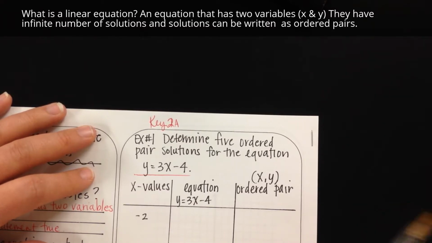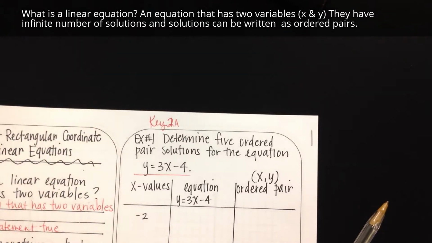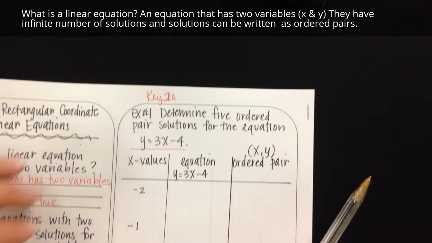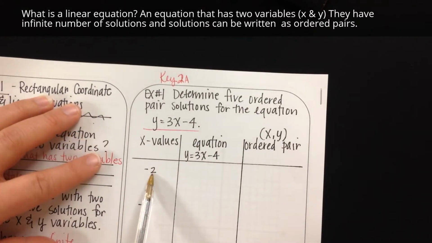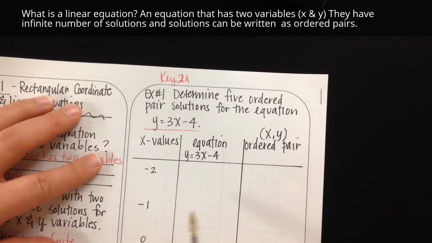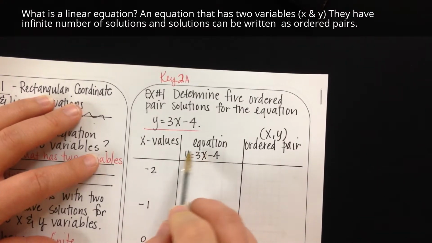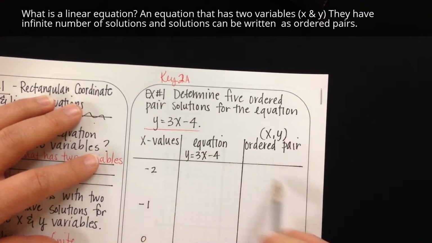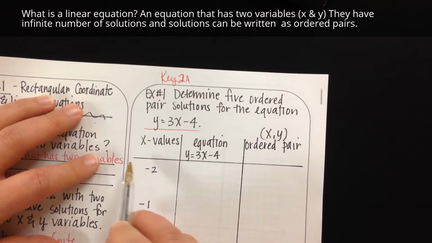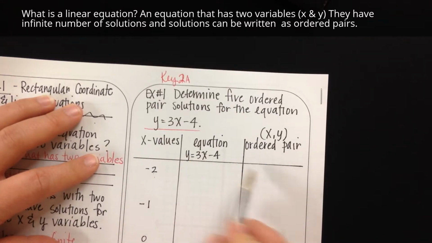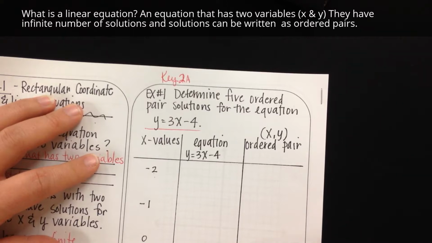Now, on your homework you do have to show work. On a quiz, you have to show work. On a test, you have to show work. So what we're going to do is take these x values, plug them into our equation, solve for y, and then write an ordered pair because we have an x, we'll have a y, we can write it as an xy coordinate, okay?